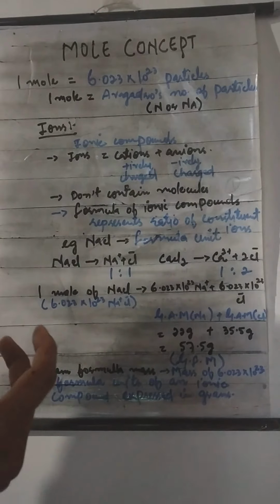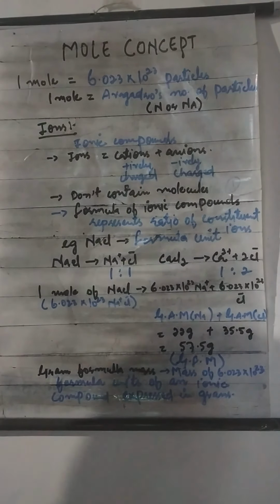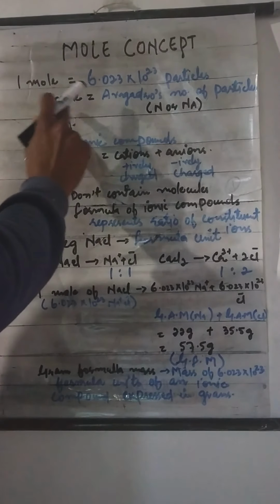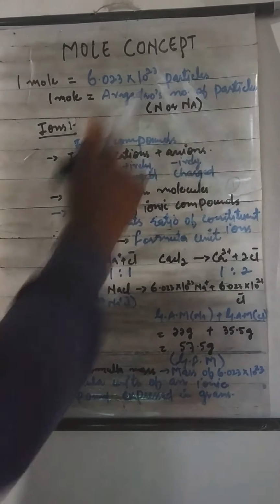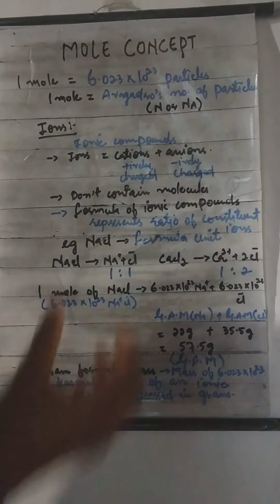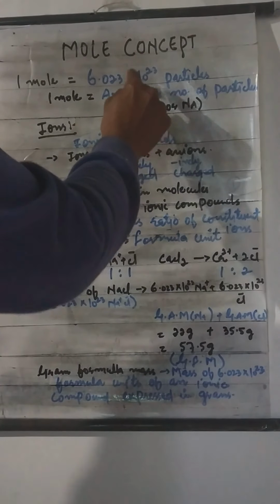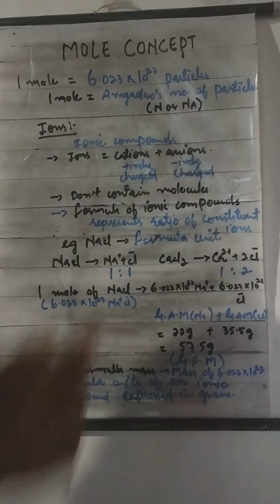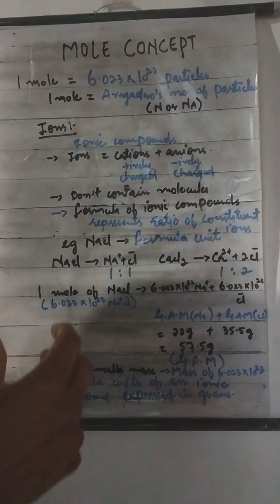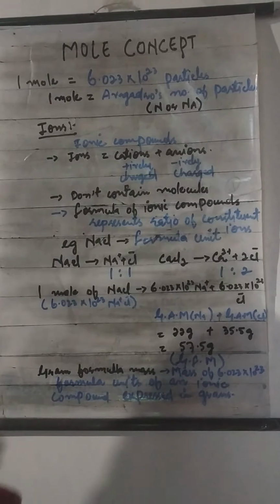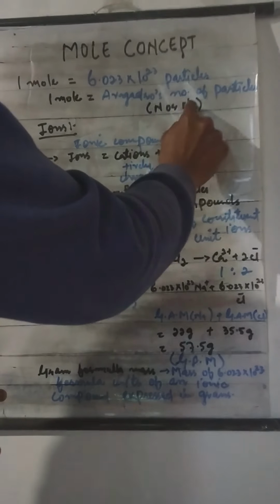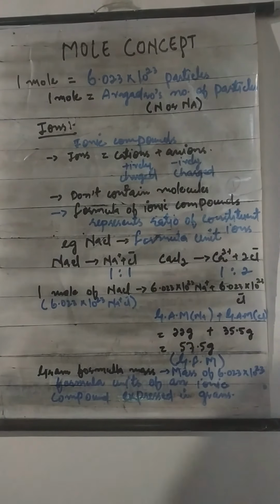And these particles can be atoms, ions, molecules, electrons, protons. Okay. Then 1 mole is equal to Avogadro's number of particles. In honor of Amedeo Avogadro, we kept this number as Avogadro's number. 6.023 × 10^23 particles is equal to Avogadro's number, which we can show by writing simply N or N with subscript A.